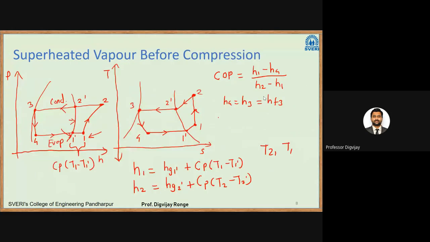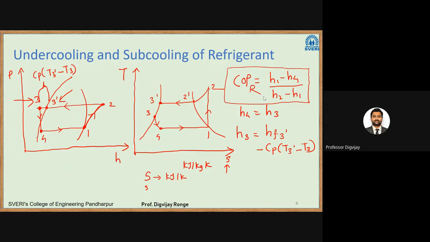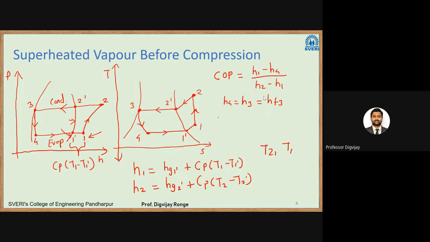Third was superheated vapor before compression. So before compression means end of evaporator. So at the end of evaporator, it should be superheated. So why is it important to have superheated vapor before compression? Because the compressor works on only vapors or gases. If there is any minute fraction of liquid, then the compressor is damaged. So it is always advisable to have superheated vapor before compression. But in this case, what happens? The net effect is COP reduces because of this superheating.